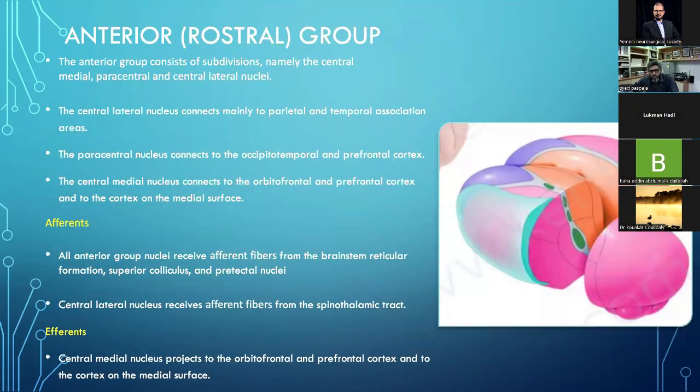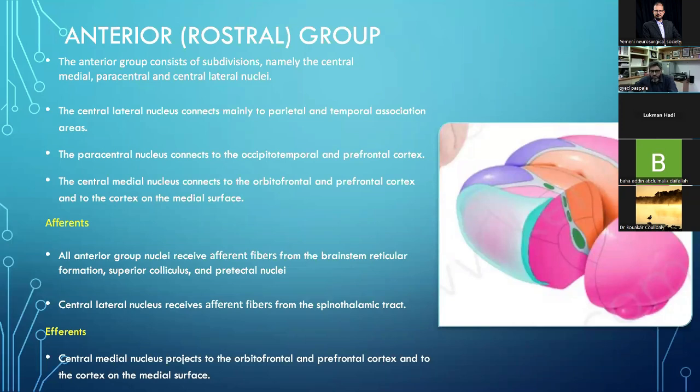The anterior group of these intralaminar nuclei has several subdivisions like central medial, paracentral, and the central lateral nuclei. The central lateral nucleus connects mainly with the parietal and the temporal association areas, and the paracentral has connections with the occipitotemporal and the prefrontal cortex. And the central medial nucleus connects to the orbitofrontal and the prefrontal cortex, and the cortex on the medial surface of the hemisphere.